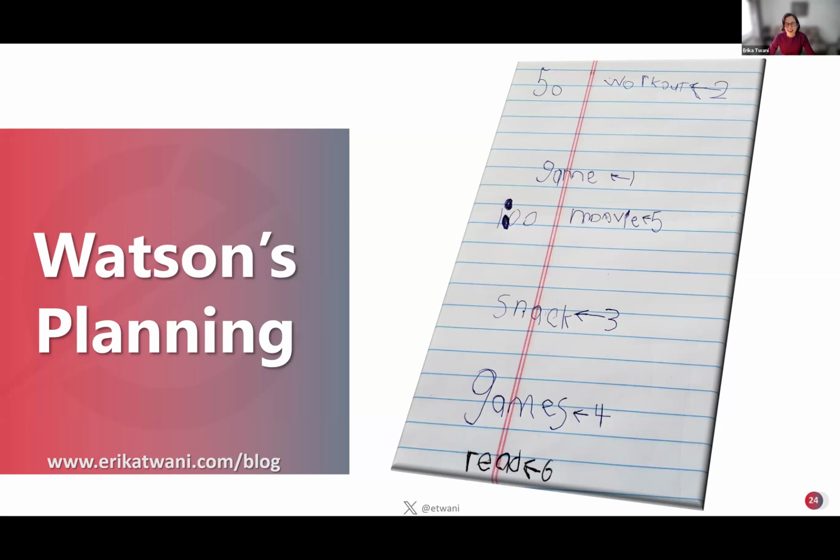And then he prioritized the list. We're going to play one game, then we're going to work out, then we're going to have a snack, then we're going to play another game, then we're going to watch a movie, and then we're going to read. And for some of them, he associated time, 50 minutes, 1 hour, and so forth. And the snack is like 5 animal cookies. So we had measurements for everything.